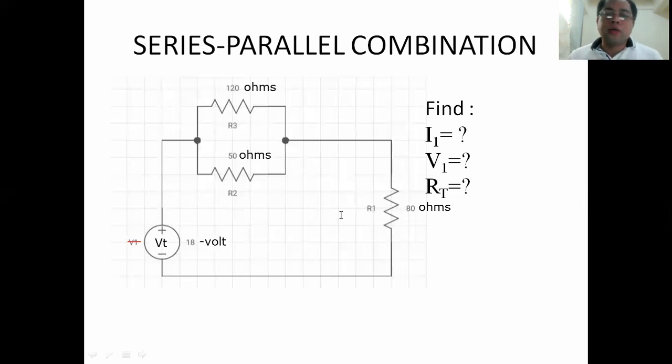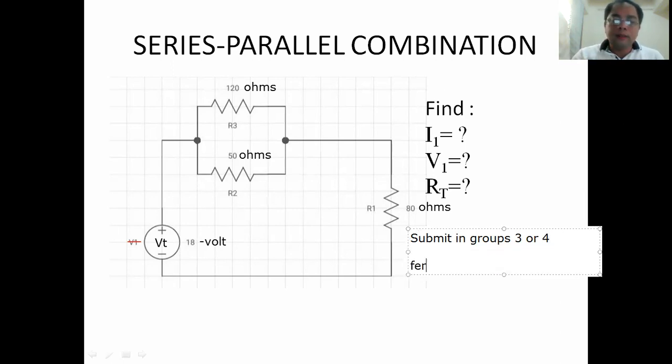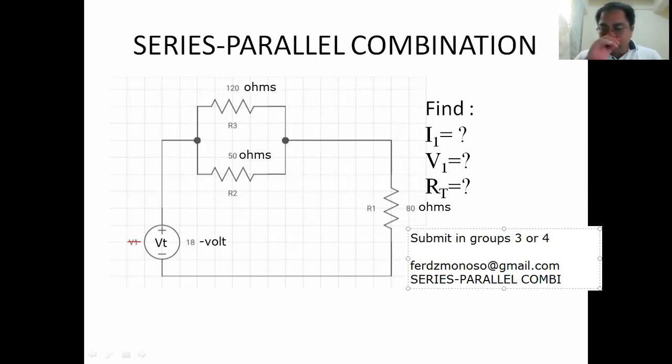At the end of the class period, you are to submit this in groups of 3 or 4, and submit it to my email. Do not forget to include the names of your members. Submit to this email address, and label the activity as series parallel combination. Write that as the subject of the email.